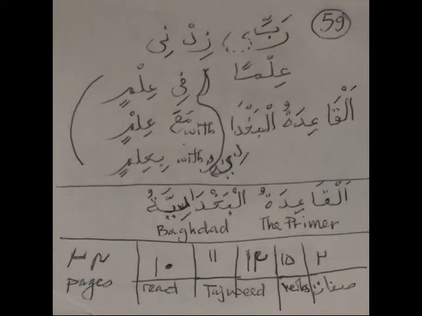Zida means increase. Zidni, increase me. Ilman, knowledge-wise. It means fi ilmin, in knowledge, or ma'a ilmin, with knowledge, or bi ilmin, with knowledge. Ilman means all that. If you say dinan, you might mean fi dinin, in din, ma'a dinin, with din, or bi dinin.